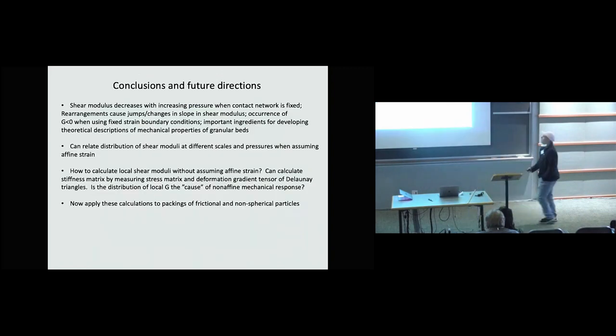So, conclusions: the shear modulus decreases with increasing pressure when the contact network is fixed. A key point in developing a theory for the shear modulus is that you need to understand the frequency of the rearrangements, because they're going to cause these discontinuities in the shear modulus. When you do fixed strain boundary conditions, when you're fixing the location of the boundaries, you can stabilize configurations with negative shear moduli. And that can happen in experiments.